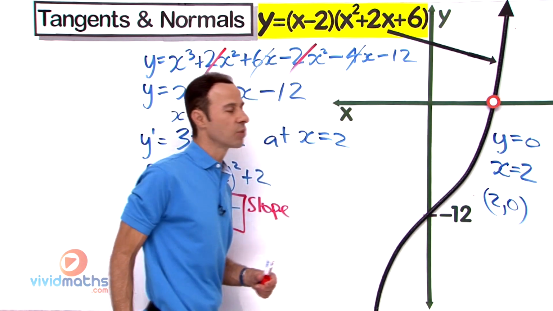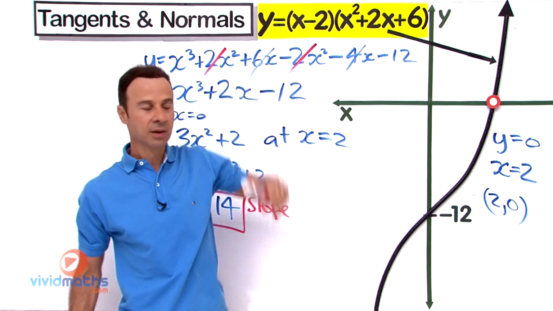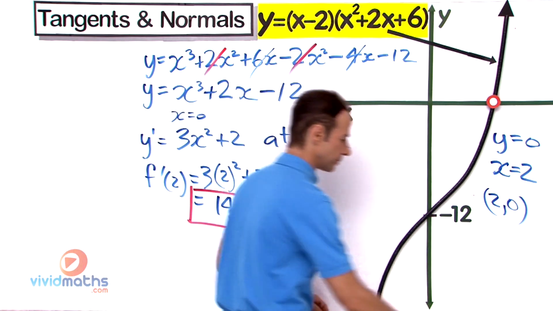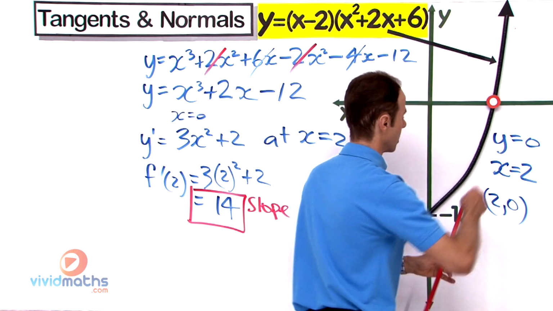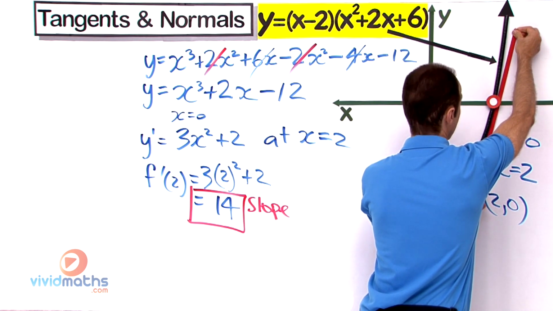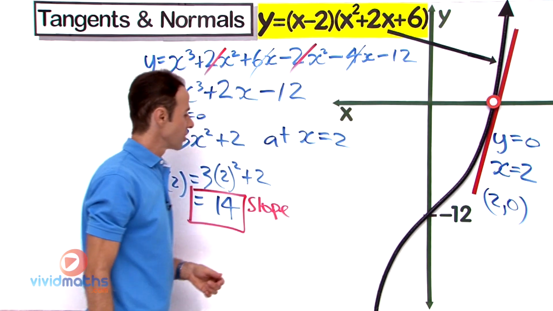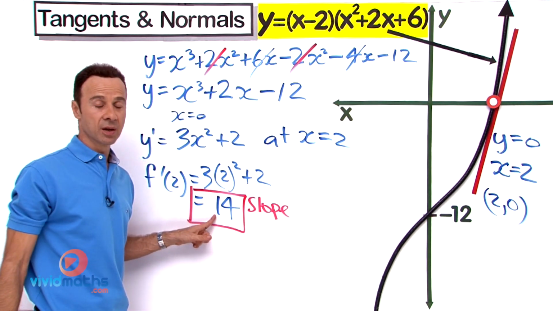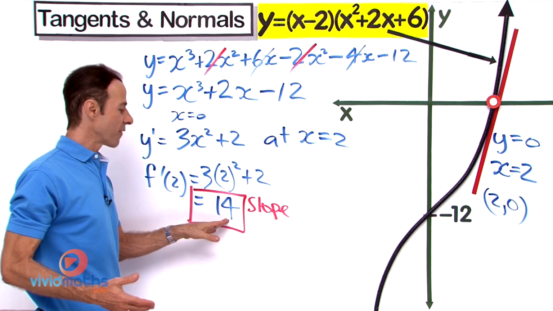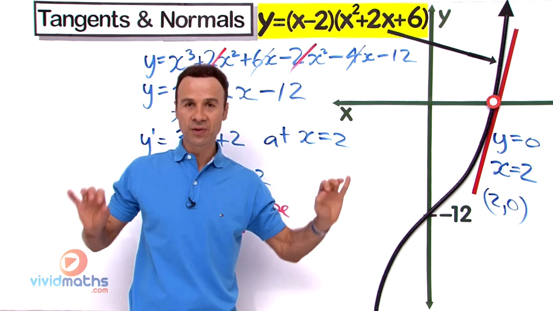Now 14 is rather steep, so it looks like it's kind of like going like that. And let me just mark it up in there so we can have a good look at it. There it is right there. That's the tangent there, and the slope of that tangent is 14. Nice and steep, almost vertical. So now the next step is, now that we have that, and we have the x and y, is to find the equation of that tangent.